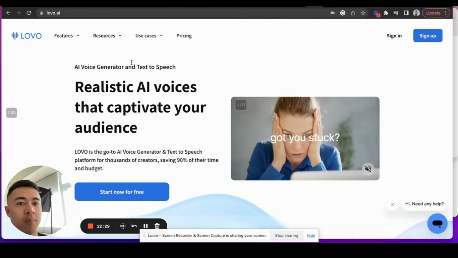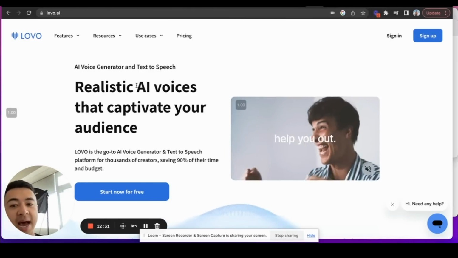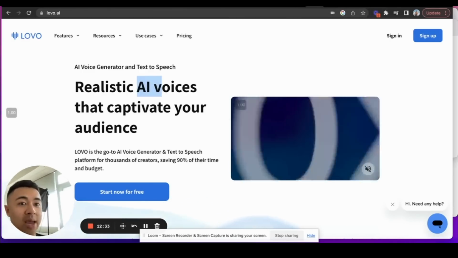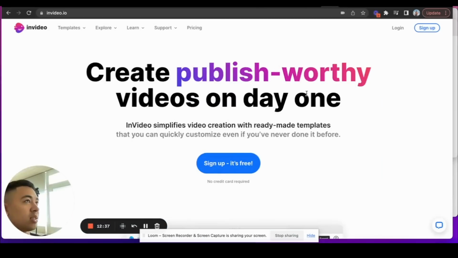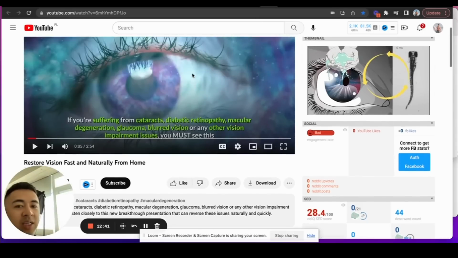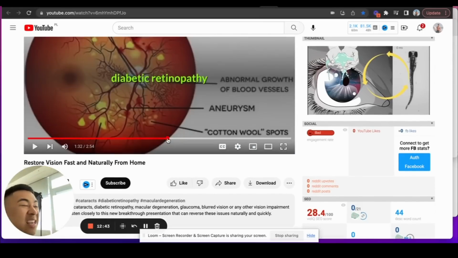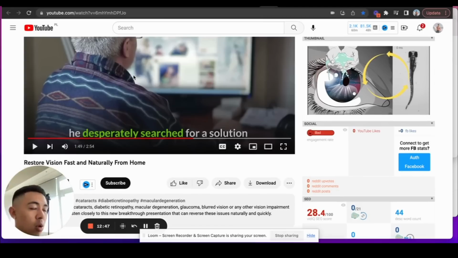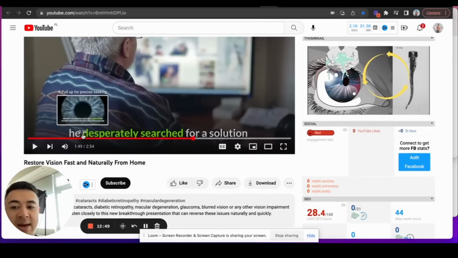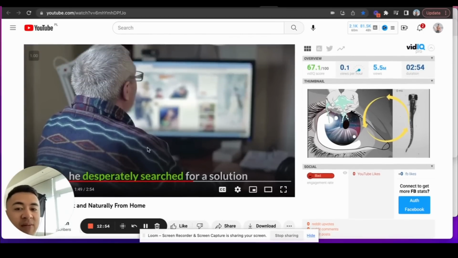I could put certain scripts into Lovo.ai and turn it into an AI voice. Another one, I could throw it into InVideo.io, and the words will match to the video in the background, and it'll easily give you one of these edited videos with B-roll, which is just the video in the background that lines up with certain words. So look at this, desperately search. It'll find the right video that matches that word and put it behind the text.